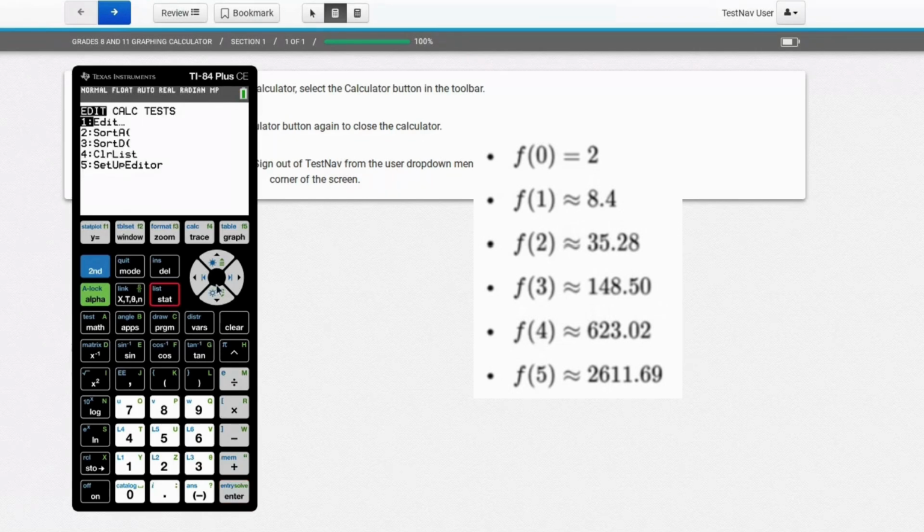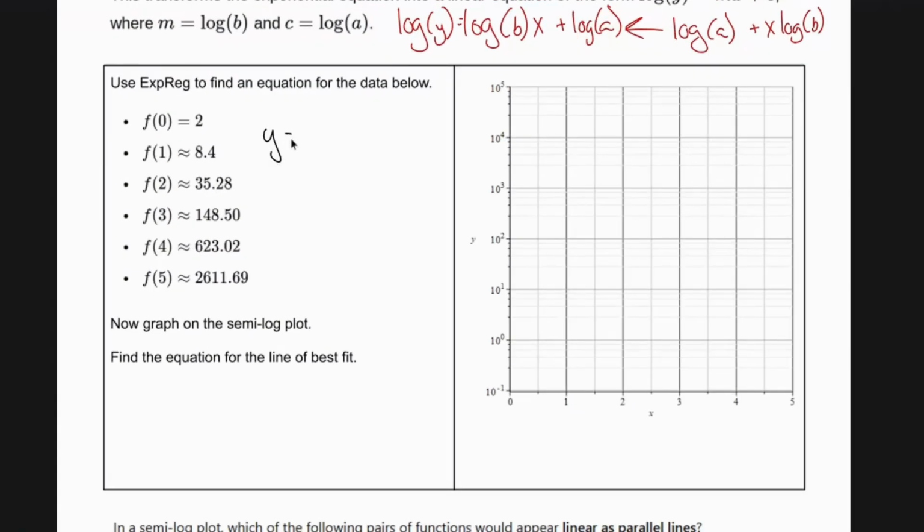Let's go to stat. Let's go to calc. Let's hit 0 for exponential regression. I don't need to save this, so I'm just going to go to calculate. And bada bing, oh, look at that. 2 times 4.2 all to the x. So I know that's not exactly 2. I'm going to round it because, you know, I can. All right, so y equals 2 times 4.2 to the x.